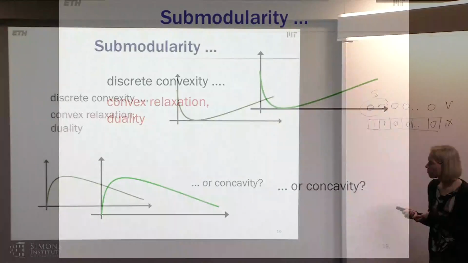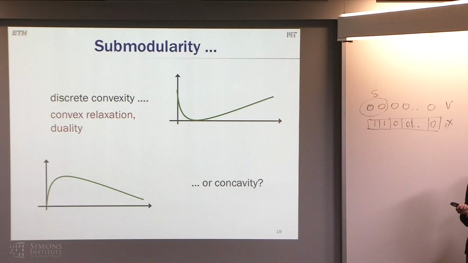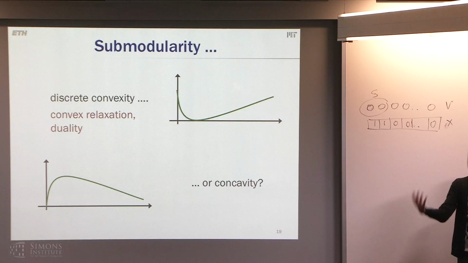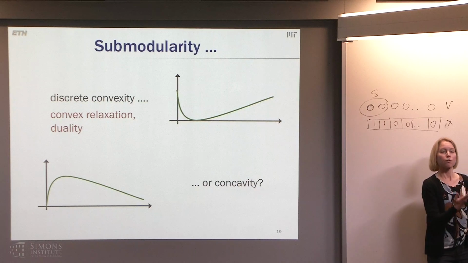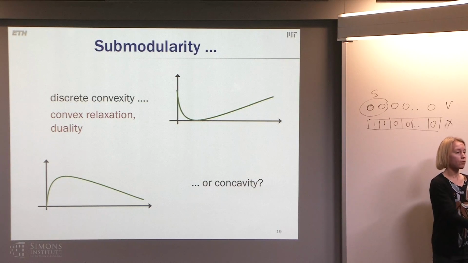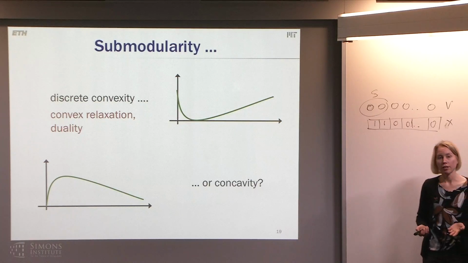But on the other hand, if you think about the diminishing returns property per se, so diminishing returns is like I take a set and I add something to it and I see how much does my value increase. That's like a discrete derivative. So diminishing returns is actually more like shrinking derivatives. And typically I have shrinking derivatives if I have a concave function. So in that sense, it's actually more like concavity.